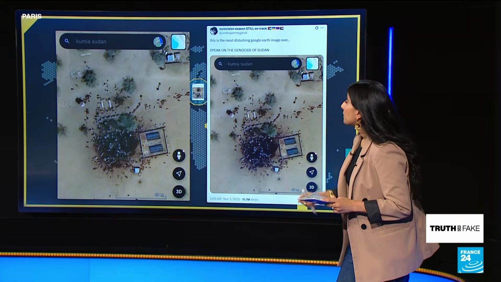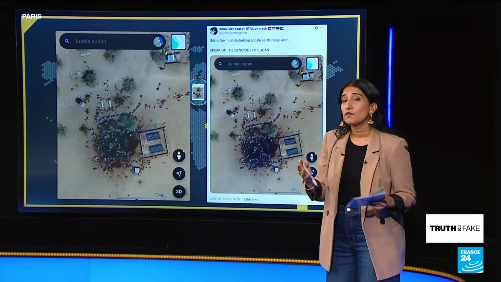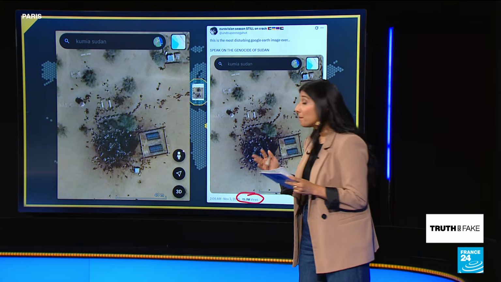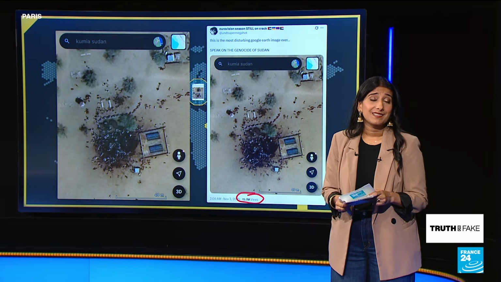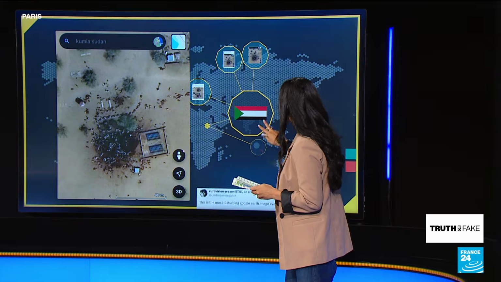It was posted with this caption: "This is the most disturbing Google Earth image ever. Speak on the genocide in Sudan." And Jean Emile, with 15.7 million views and counting, and that's just on this post alone, I think it's fair to say it's gained a fair amount of traction online. I don't think you would be showing us this if it was authentic. So the question is, is this authentic?